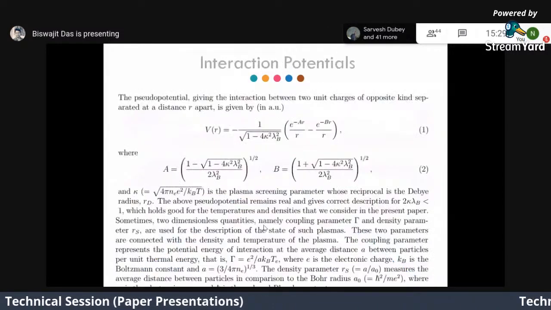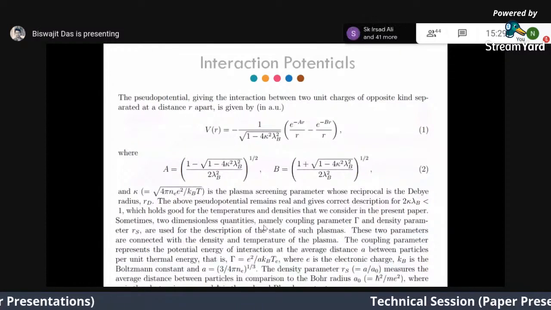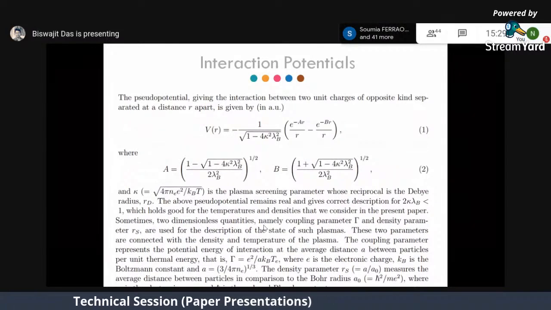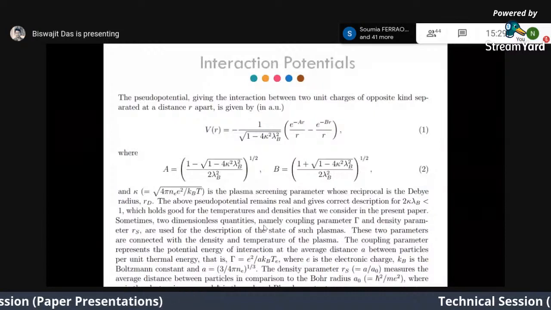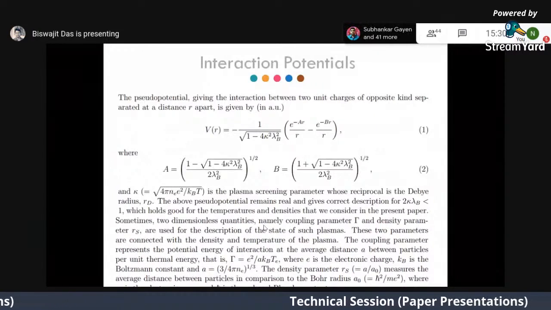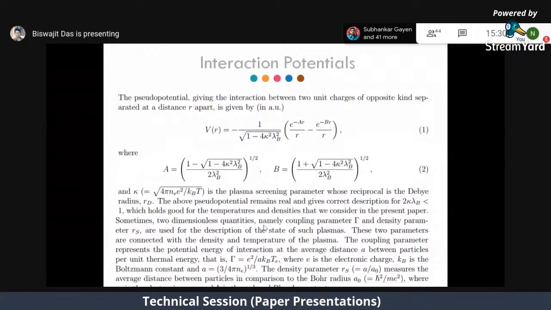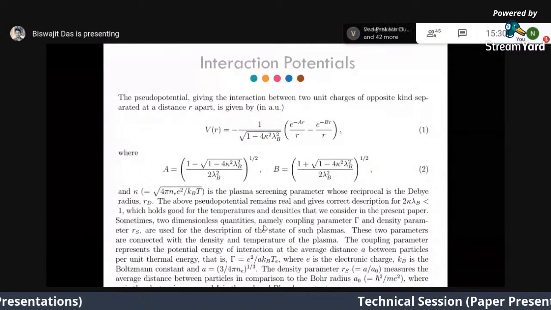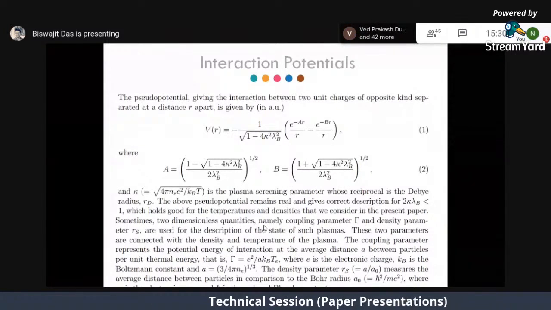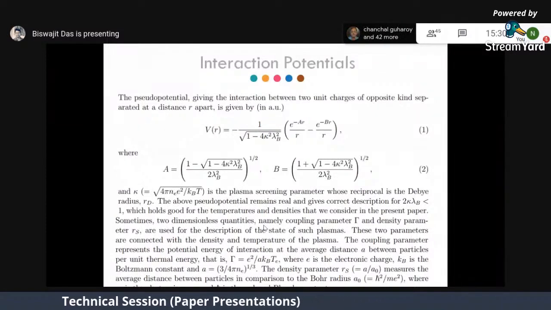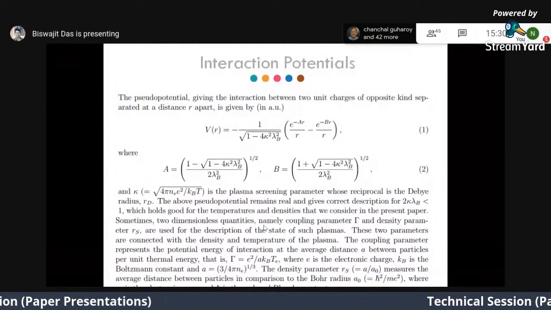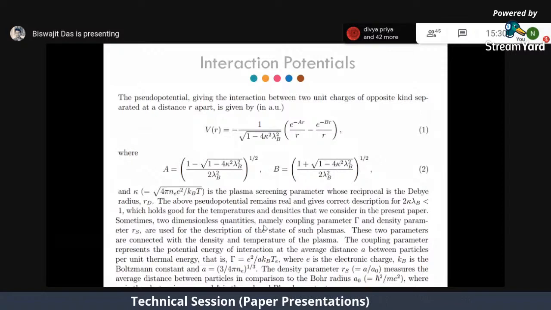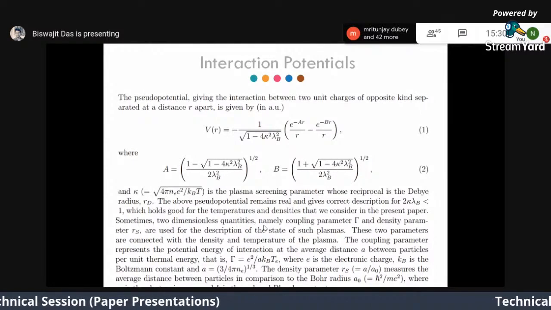Here, the pseudopotential giving the interaction between two unit charges of opposite kind separated at a distance r is given by equation 1, where A and B are given by equation 2, and kappa is the plasma screening parameter whose reciprocal is the Debye radius Rd. The above pseudopotential remains real and gives correct description for 2 kappa lambda b less than 1, which holds good for the temperatures and densities that we consider in the present paper.